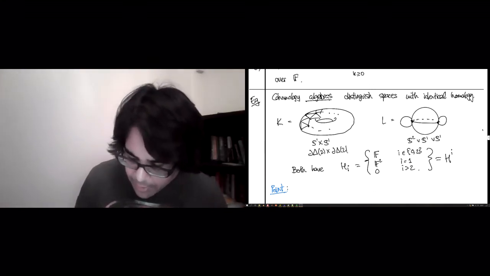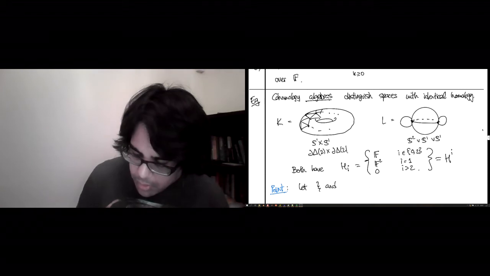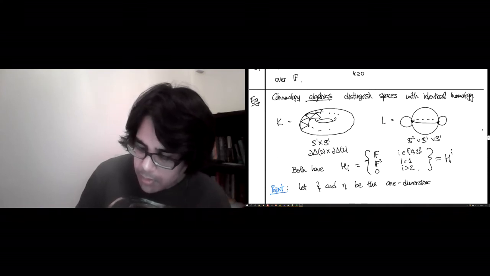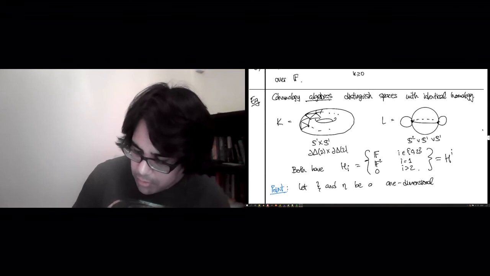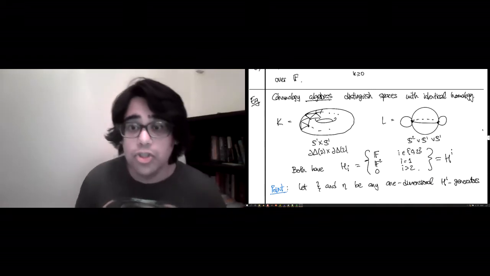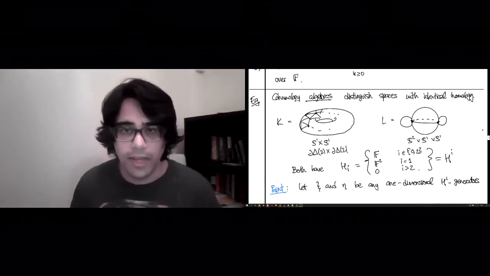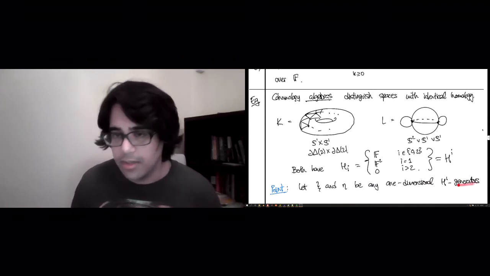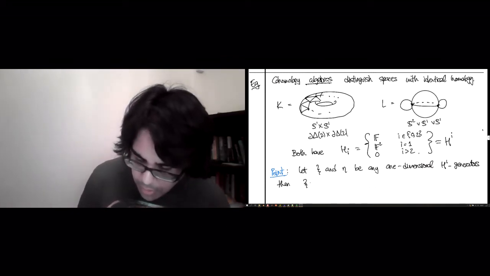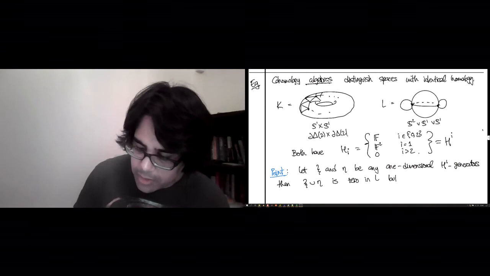But the point is that if you let Xi and Eta be any one-dimensional cohomology generators. So it's a two-dimensional space in both cases. It's this F^2, so you can find two linearly independent vectors there. So that's what I mean by generators. So they shouldn't be linearly dependent on each other. Then the cup product is 0 in L, but non-zero in K.